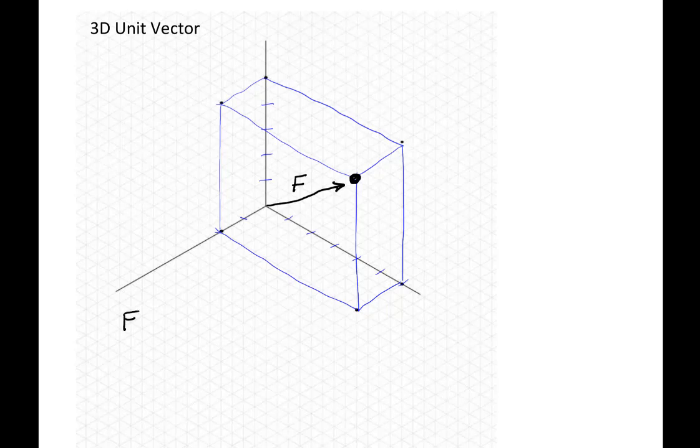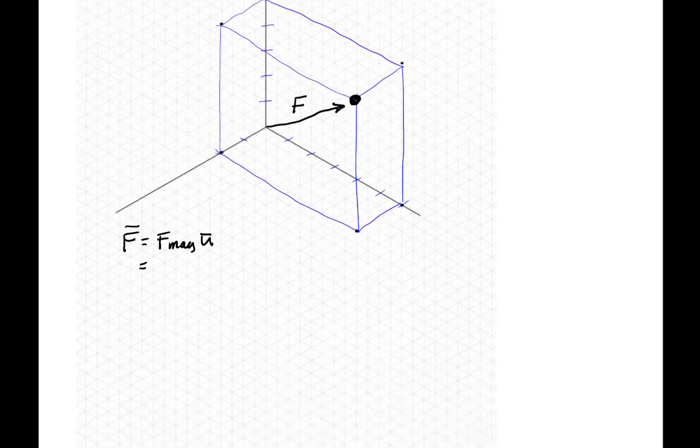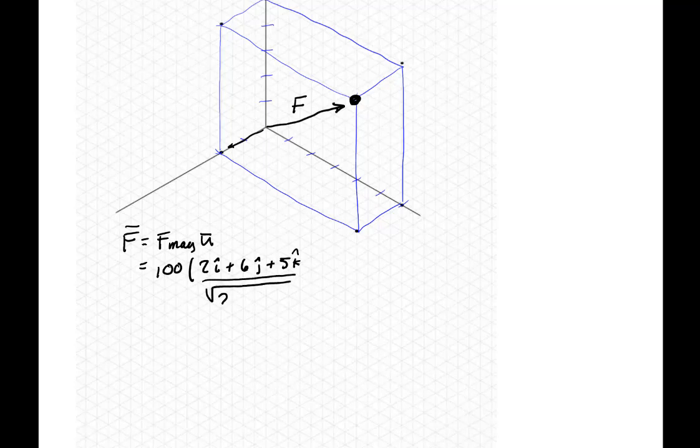F is going to be F magnitude times the unit vector. If we say the magnitude is 100, let's put that in there. This will be 100 times 2 in the I direction, that's this component, plus 5 in the J direction, actually 6 in the J direction, plus 5 in the K direction, and divide that by the square root of the sum of the squares.